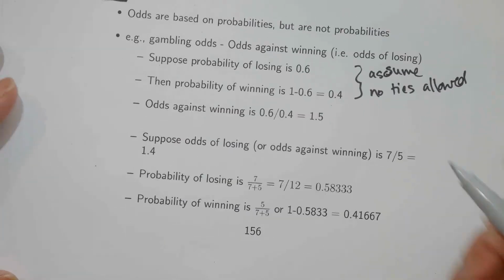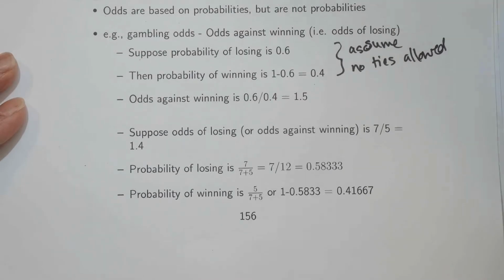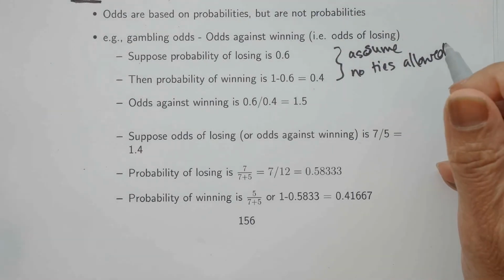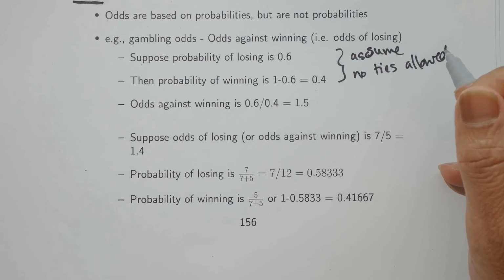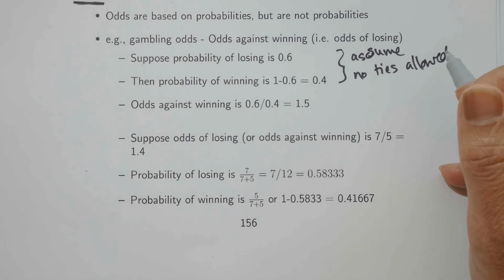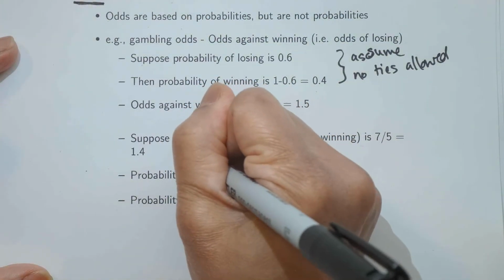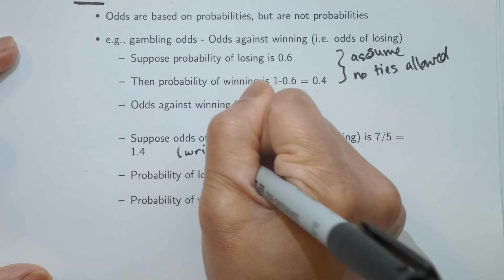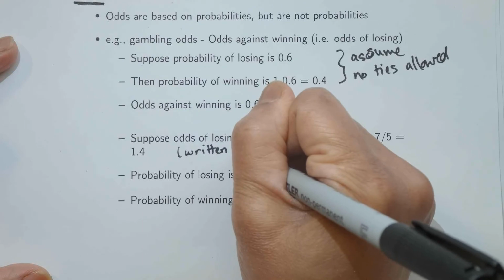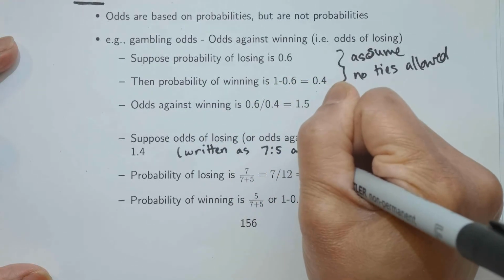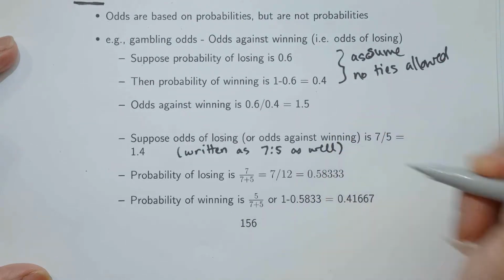Suppose we're told that the odds of losing, or the odds against winning, is 7 over 5, and that is equal to 1.4. So it could also be written as 7 to 5 as well.